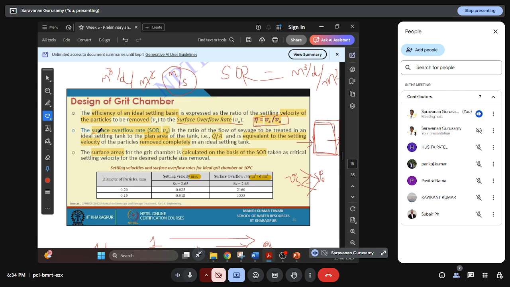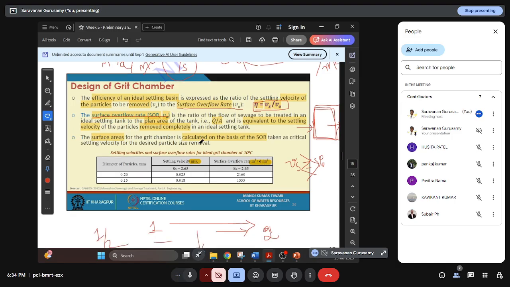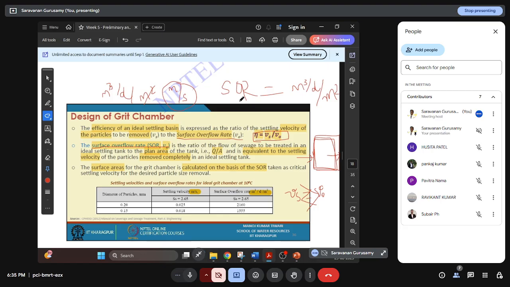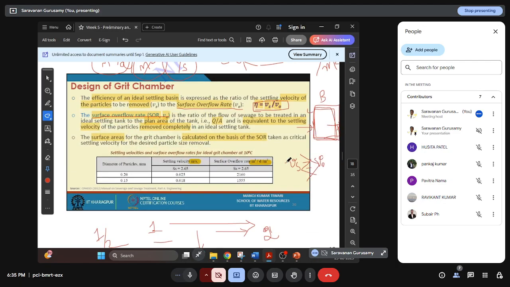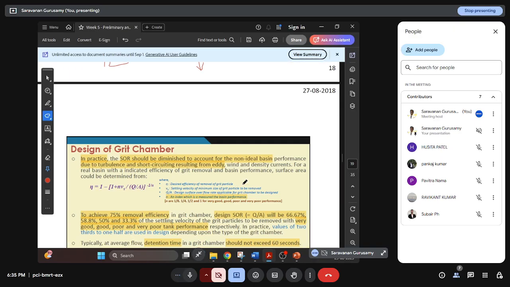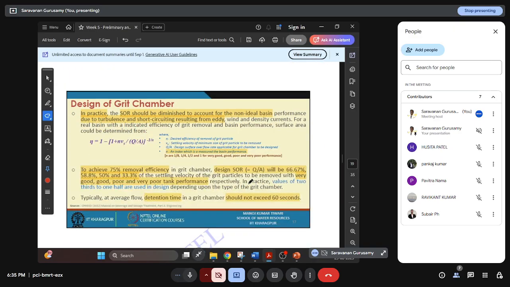So always you have to find the SOR, and how to find SOR? Q by A. Q is meter cube per day. Area is meter square. So Q, you know. A is the surface area because it is length into breadth, not the height. Height will come in settling velocity. Okay.